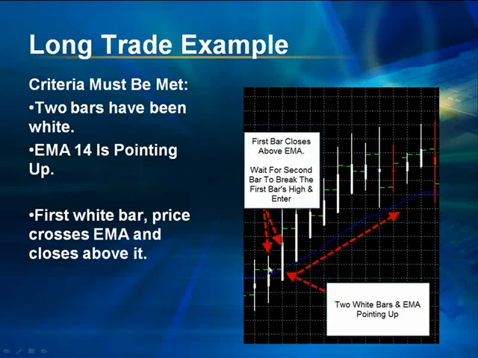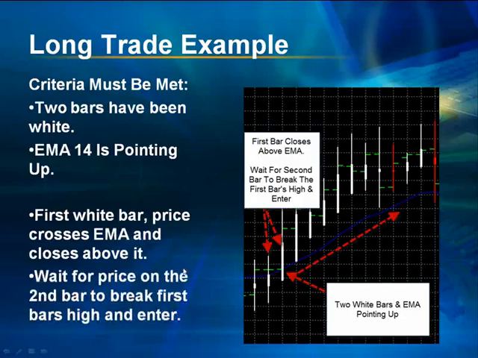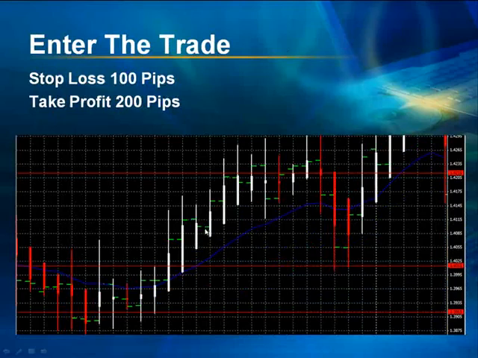The first bar has crossed over the EMA, and the price has closed above it. And then we wait for the price to break through the high point of that first bar with the second bar, which happened here. And at that point, we enter the trade. Once we're in the trade, we set a stop loss to 100 pips, and we set a take profit to 200 pips.